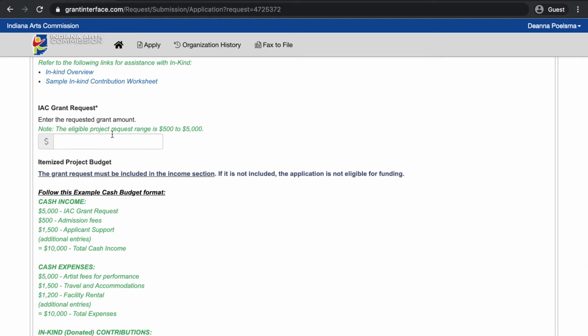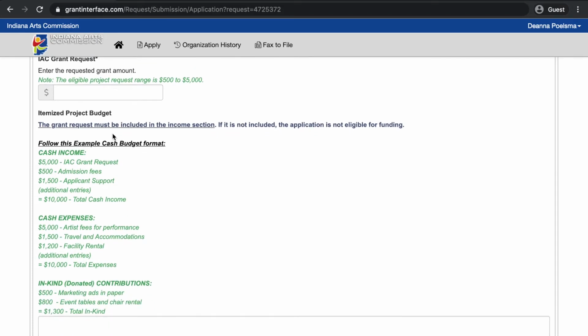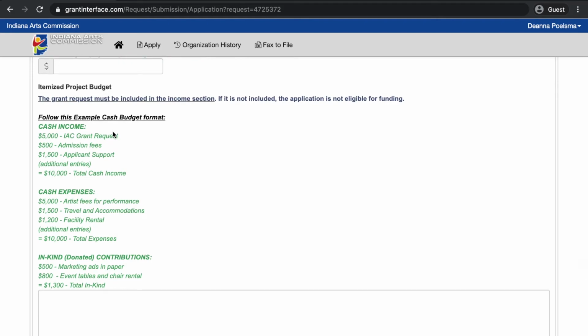You will now enter the requested grant amount. The eligible project request range is $500 to $5,000. Immediately following, you're going to be including an itemized project budget. You'll provide your total cash income figures, total cash expenses, and in-kind contributions. You'll see an example of what this might look like in green.